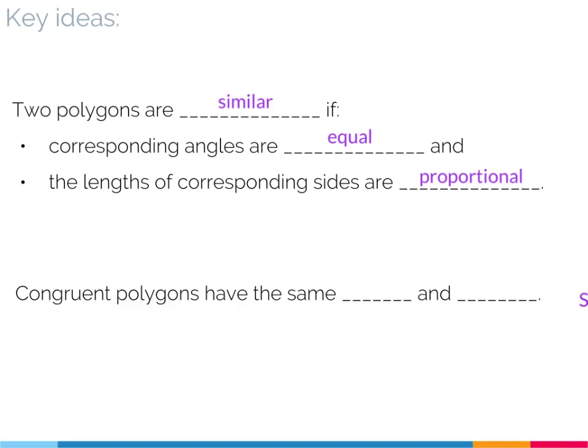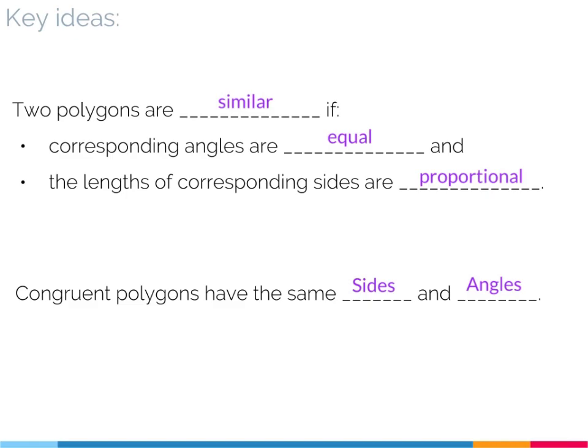We're going to take a look at that further on, but remember that things are similar if they have two characteristics. The first one being the corresponding angles are equal, and the second one, the sides have to be proportional. If both those things are not met, then the thing is not a similar figure. Congruent polygons have the same sides and the same angles. So if something's congruent, it has to have exactly the same length sides and exactly the same angles.